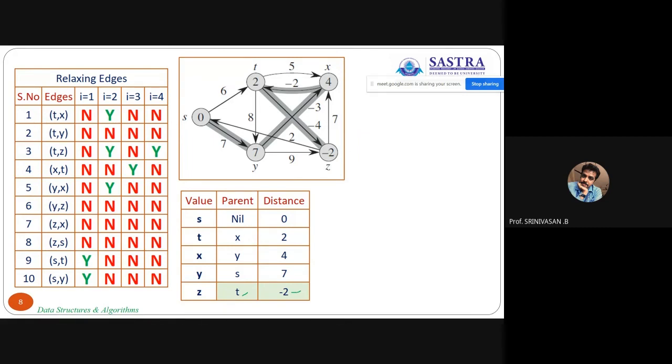the correct shortest distance. Suppose you have a negative weight cycle, then when we verify the next iteration, it will be found. Okay, see that at the end of the fourth iteration, this is the graph, this is the shortest distance from s to t, like that.